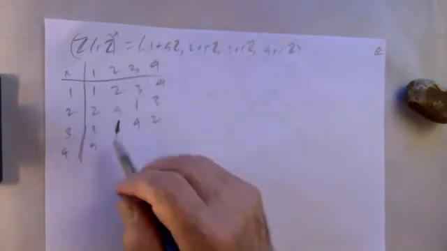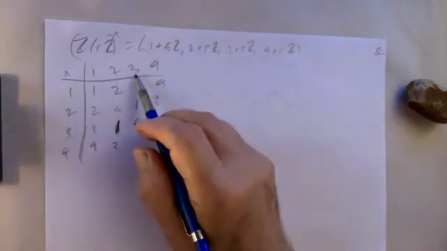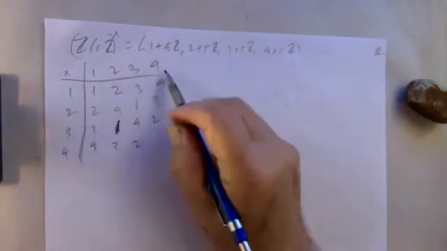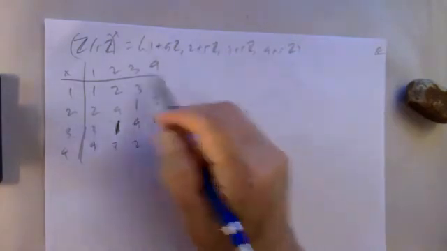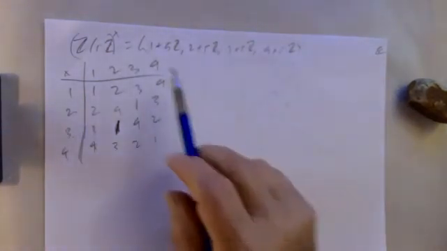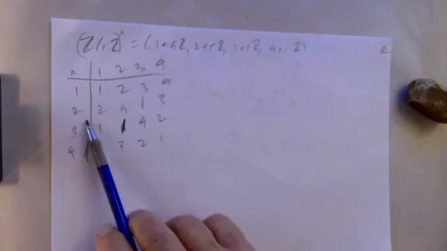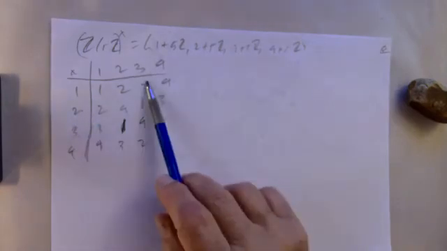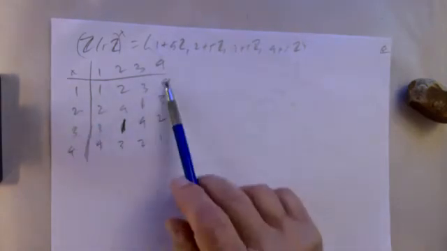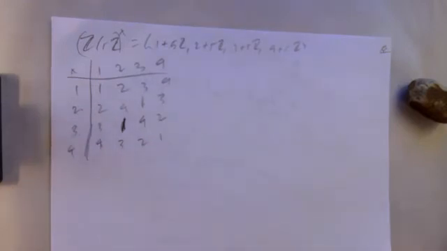4 times 2 is 8, which is 3. 4 times 3 is 12, which is 2. 4 times 4 is 16, which is 1. This is the multiplication table. So this is closed under multiplication, and every element has an inverse, like the inverse of 2 is 3. The inverse of 4 is 4. 4 times 4 is 1. So this is a field.